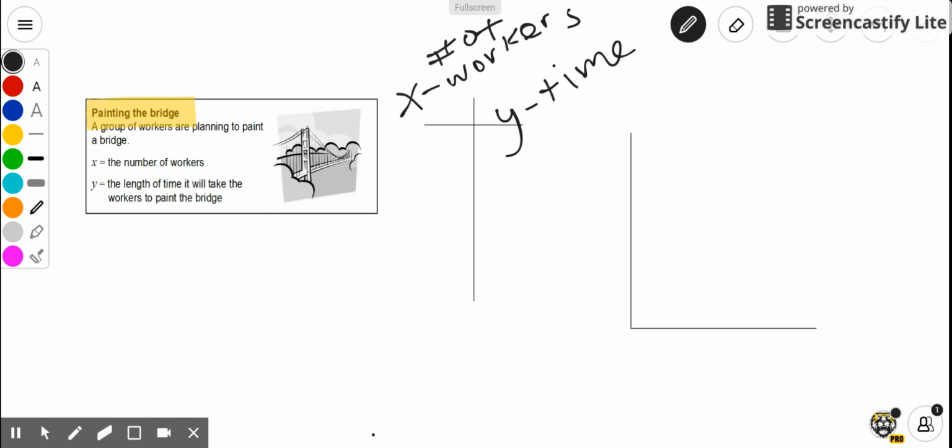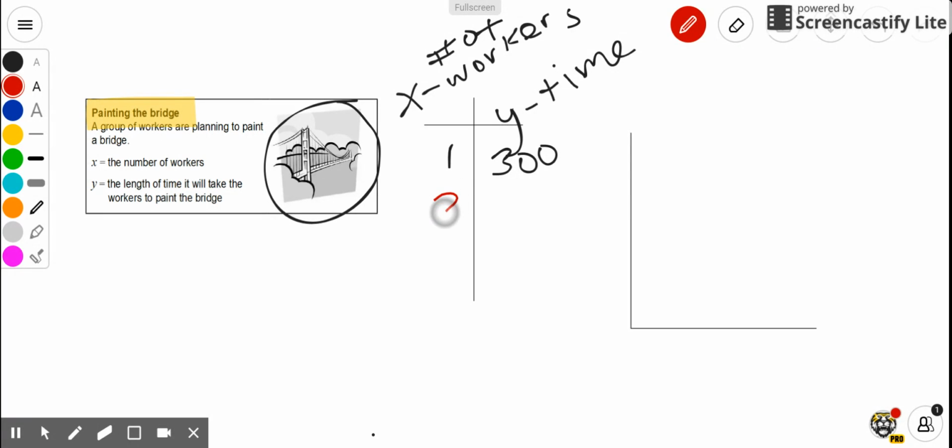Okay, so you'll notice in this problem, it doesn't really give us that much information. It doesn't tell us how long this bridge is. So let's pretend it's the Golden Gate Bridge, similar to this bridge right here. And I don't know, it's kind of a long bridge. So I'm assuming that if it was just one person, it would take them 300 hours. Okay, so now I need to see what's going to happen when I change the number of workers.